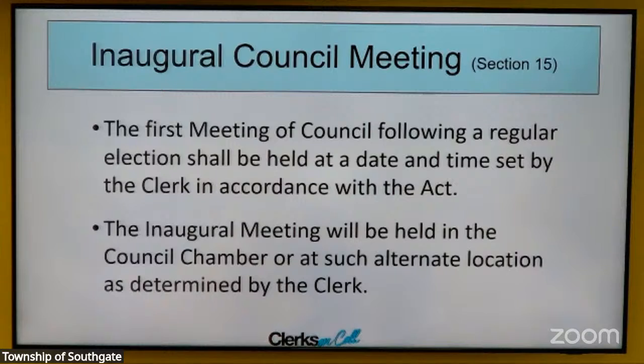So the first section that I want to mention is section 15, and this one deals with the inaugural council meeting. This section has been updated consistent with municipal best practices to allow for some additional flexibility with regard to the scheduling of the inaugural council meeting. It allows for the inaugural meeting to be held sooner following the municipal election, and it does still stipulate that the inaugural meeting will generally be held in council chambers, but there is flexibility for that as well.